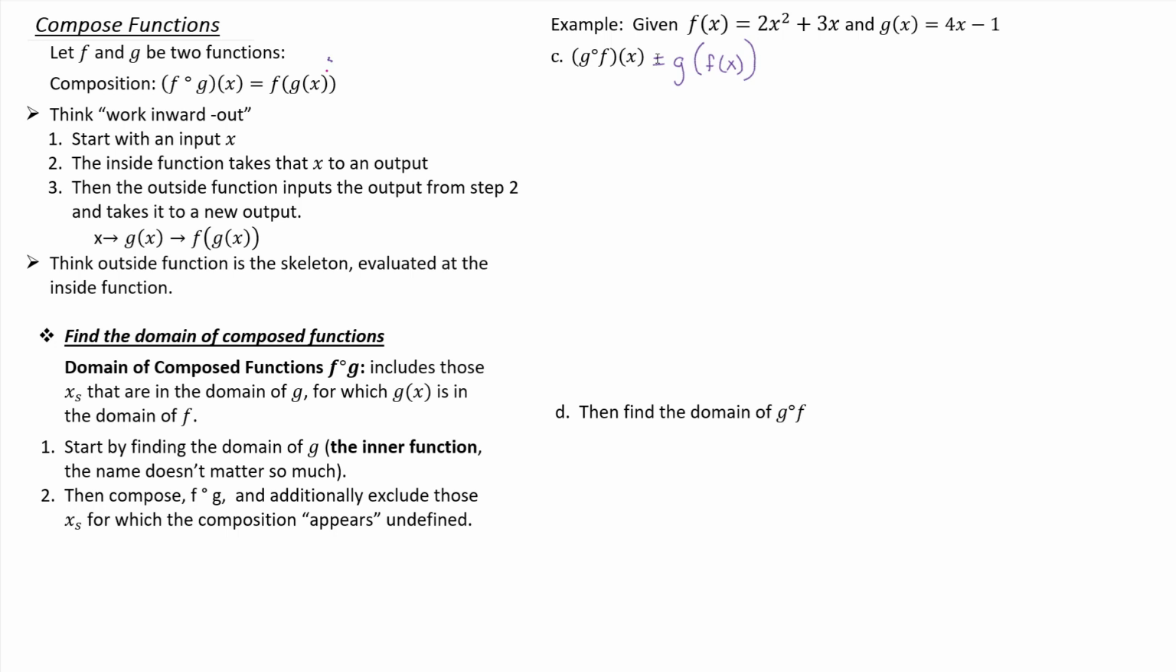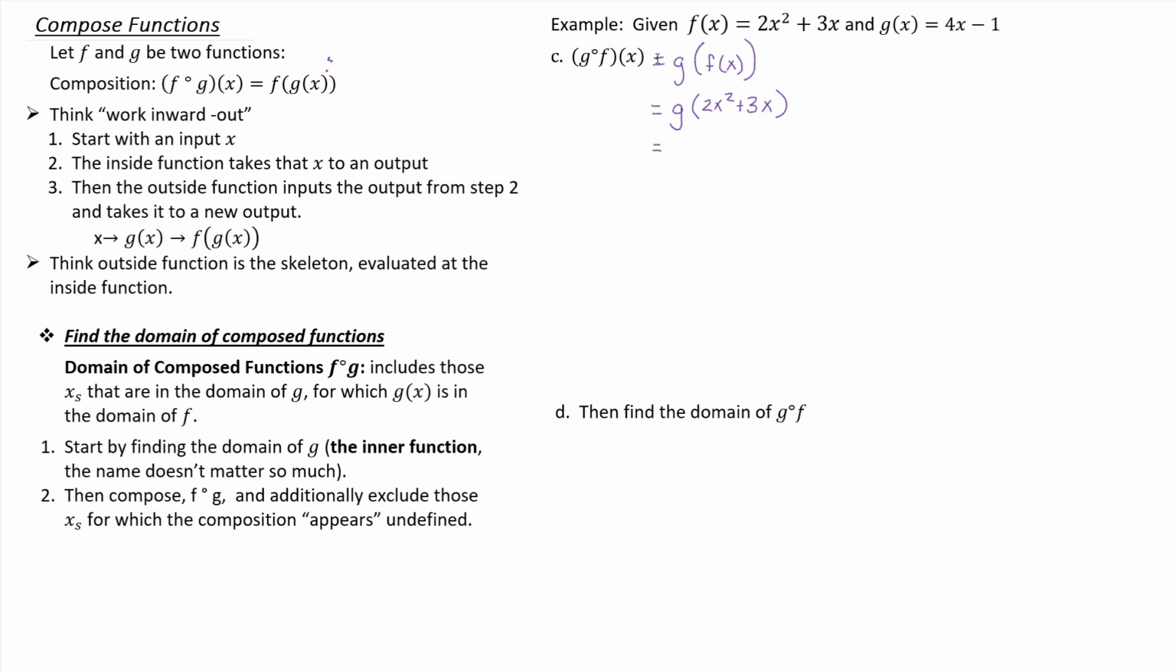So it looks like that. And what that means is g is going to get evaluated at whatever f of x is. Well, f of x is 2x squared plus 3x. So you're used to saying g of x. This is g of 2x squared plus 3x.